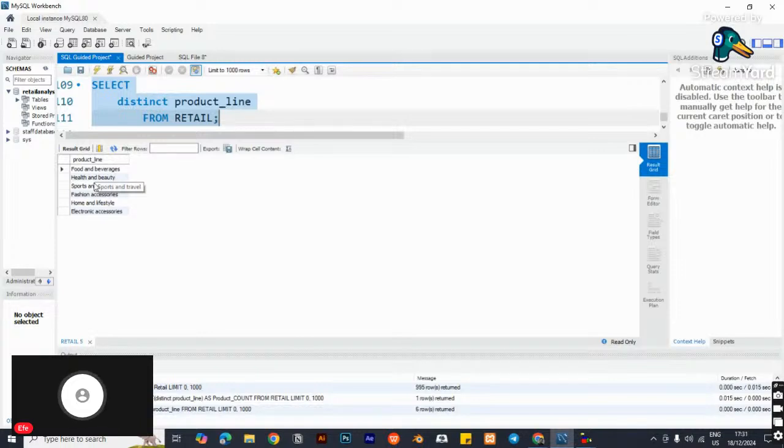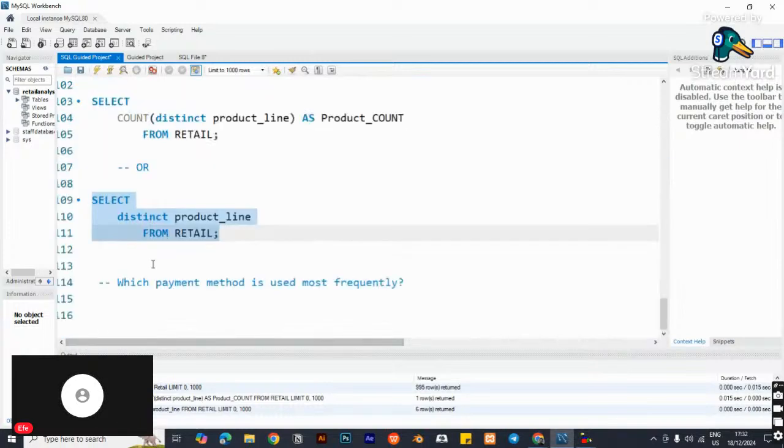Remember what aggregate functions are? They are functions that return a summary value after performing calculations on a set of numbers or a range of values. So unlike the count function that returns a number, the distinct returns values like this. All right. So to answer this question now, which payment method is most frequently used?